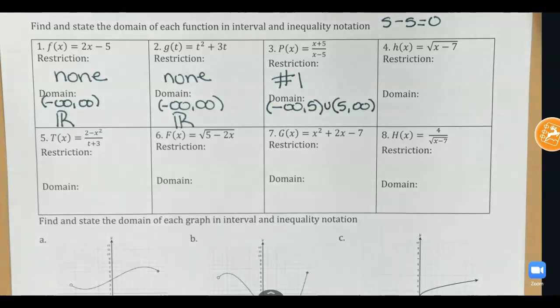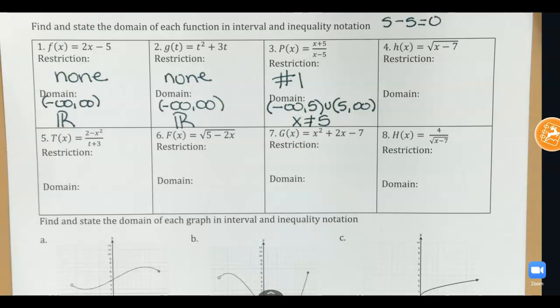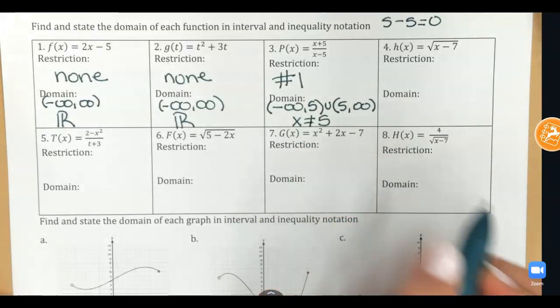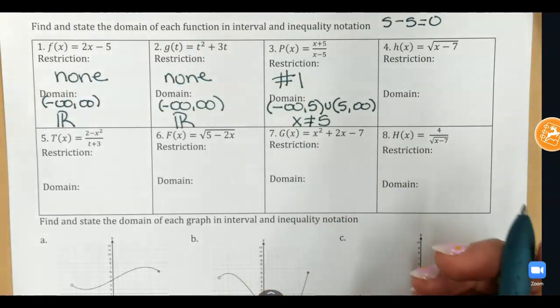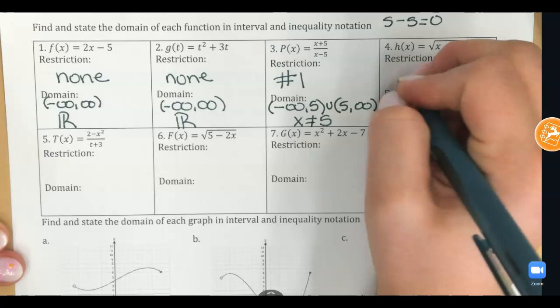My inequality notation, I could just simply say x can't be 5. Okay? You will end up developing a preference for which one you prefer, but sometimes you will be specifically asked to use one or the other, so you need to be comfortable with both. Okay, on number 4, I've got a square root of x minus 7, so that is restriction type number 2.